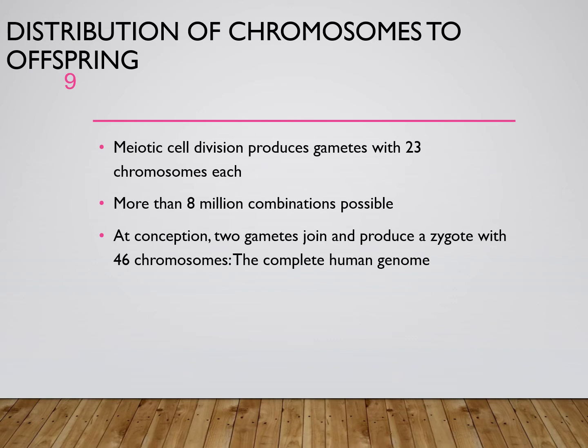So each of these gametes has 23 chromosomes. We need 46 chromosomes to be whole, right? So the sperm has 23 and the ovum has 23, and when they join to make that zygote, now we have the 46 chromosomes to make the complete human genome.